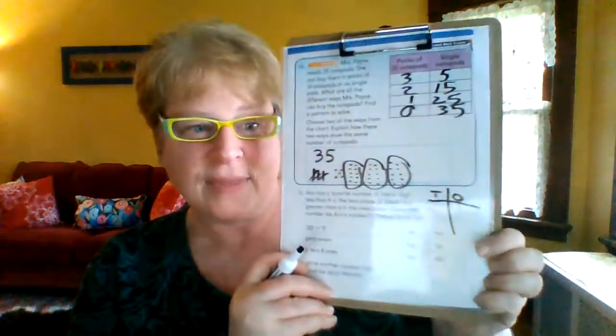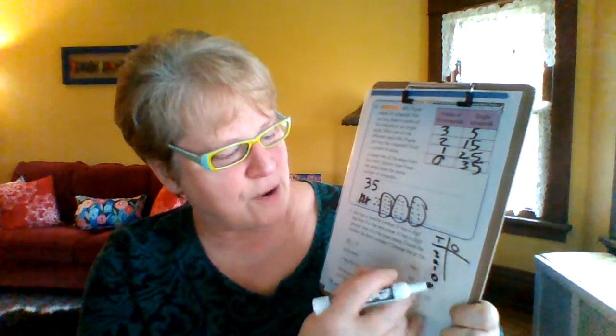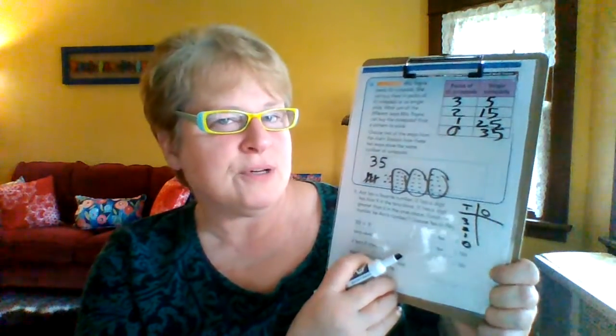Great job. Now it says Anne has a favorite number. It has a digit less than 4 in the tens place and a digit greater than 6 in the ones place. So remember, we have our tens column and our ones column. So what numbers are less than 4? 3, 2, 1, 0. And what numbers are greater than 6? 7, 8, 9. So these are our numbers to choose from.